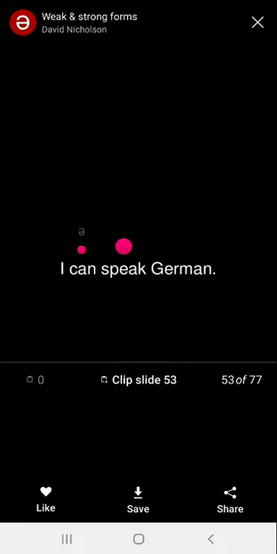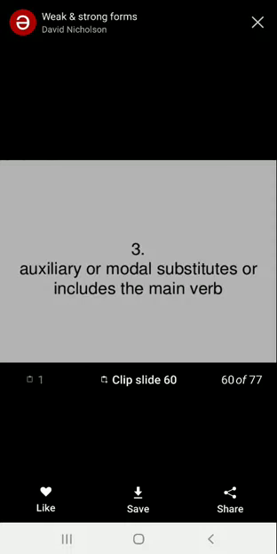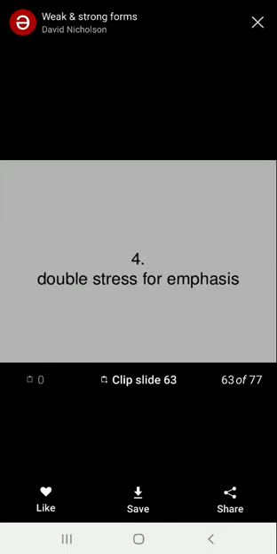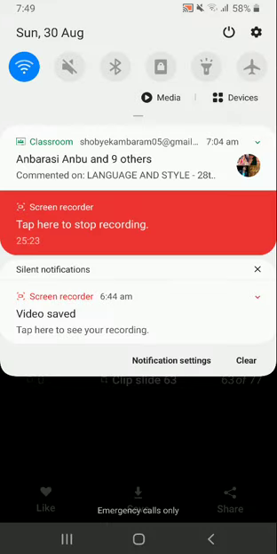Mostly at the end of sentences, it stresses more. For negative sentences, it stresses more. For negatives and for the end of sentences, it becomes the strong form. When we include the main verb, we do double stress for emphasis. This and all are not necessary, so you can go with this alone.